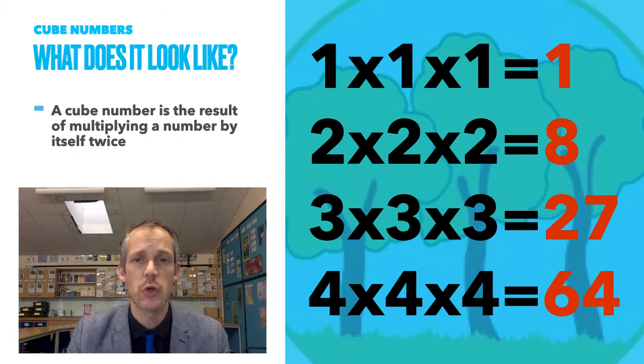Okay, moving on to cube numbers and what they look like. It's very similar to square numbers, apart from there's an extra step. They're all a bit bigger. So a cube number is the result of multiplying a number by itself twice.